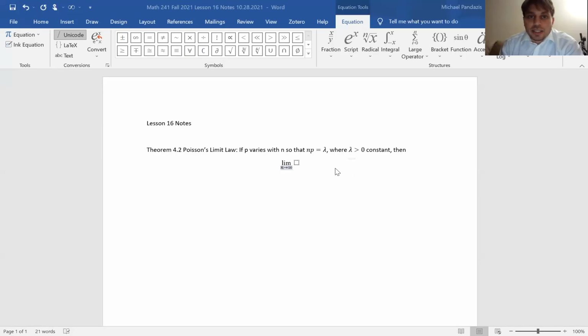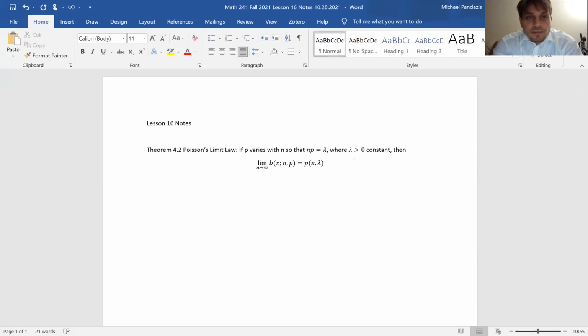Now recording. Okay, so this is Theorem 4.2, Poisson's limit law. So p varies with n, so that n times p is lambda, where lambda is a positive constant. Then the limit of the binomial probability function b(x; n, p) is equal to the value of the Poisson probability function p(x; lambda).